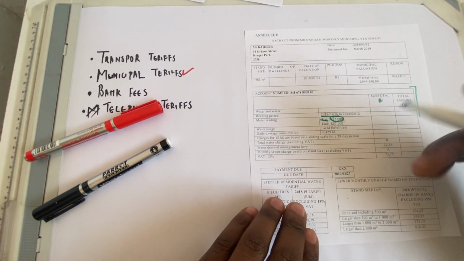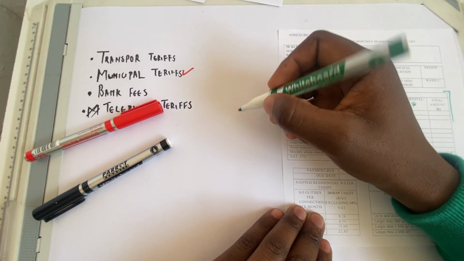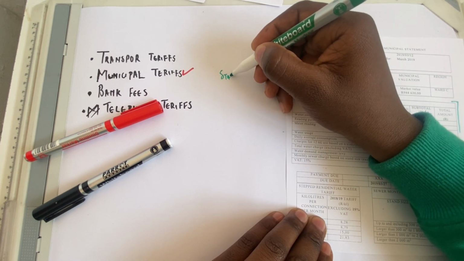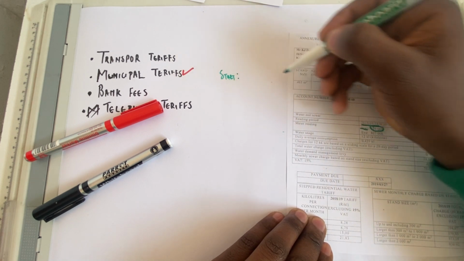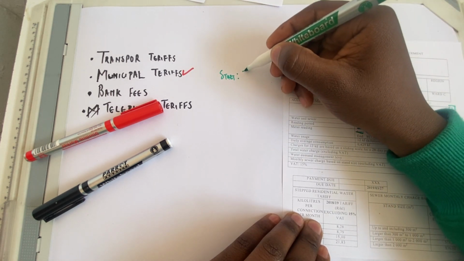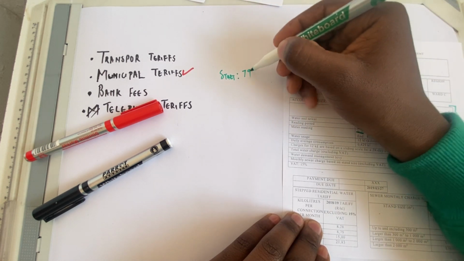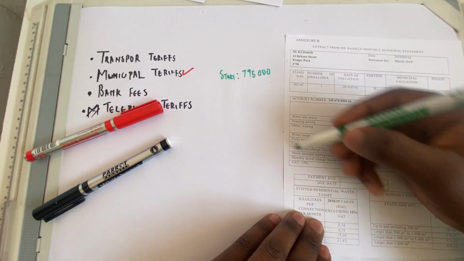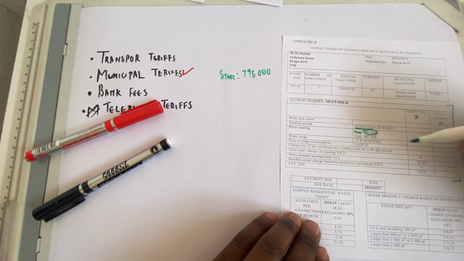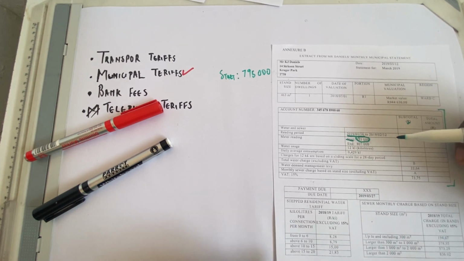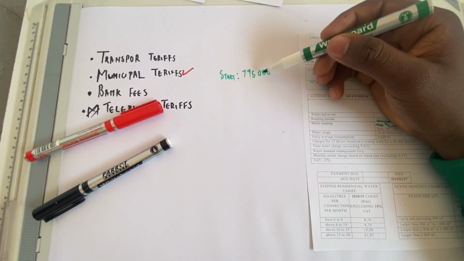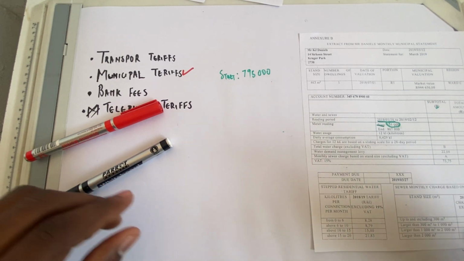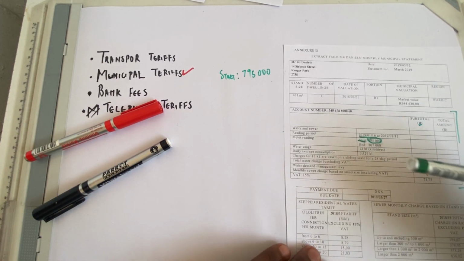So now we're going to take this info, the value they have given us here. Let me just write it down for you. On the starting point, they say start, the starting amount is 795,000. This is what was recorded on the meter when we started to charge for that particular stand.